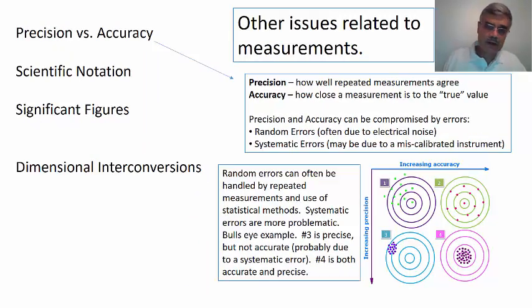Now, you will learn later on that random errors, which can oftentimes be due to electrical noise, can lead to losses in both precision and accuracy. A second type of error, what we call systematic errors, is oftentimes due to a miscalibrated instrument. Those are more like example 3 in the bullseye pattern, where if you made a correction, you could actually adjust the measurement to the true value. So: random errors and systematic errors.